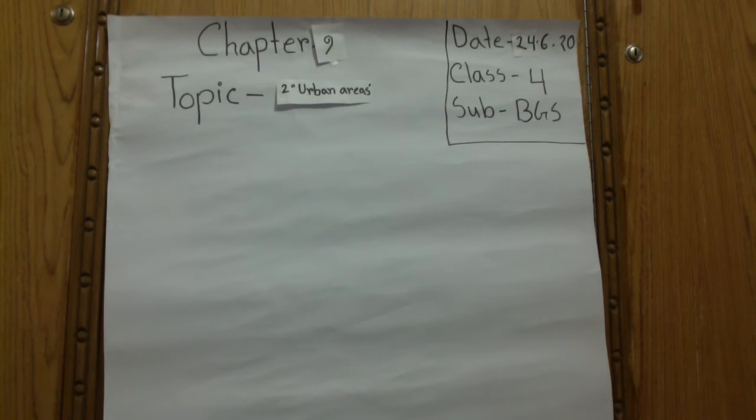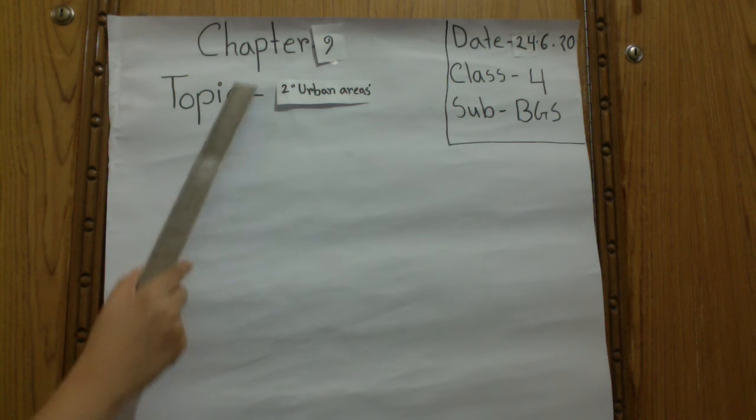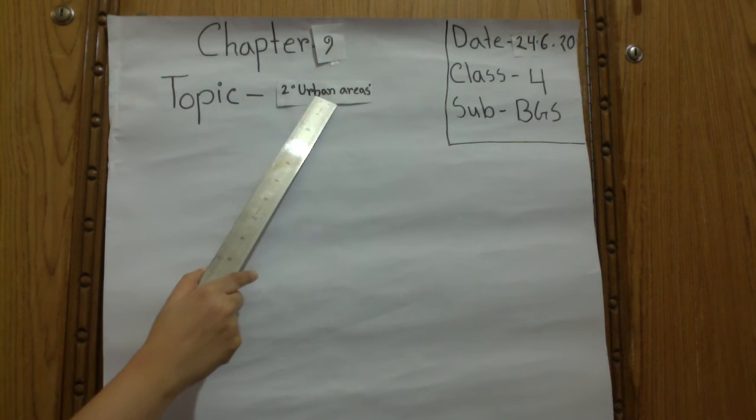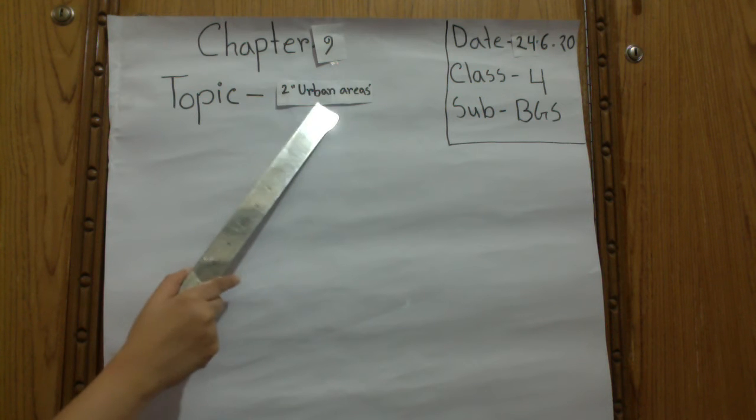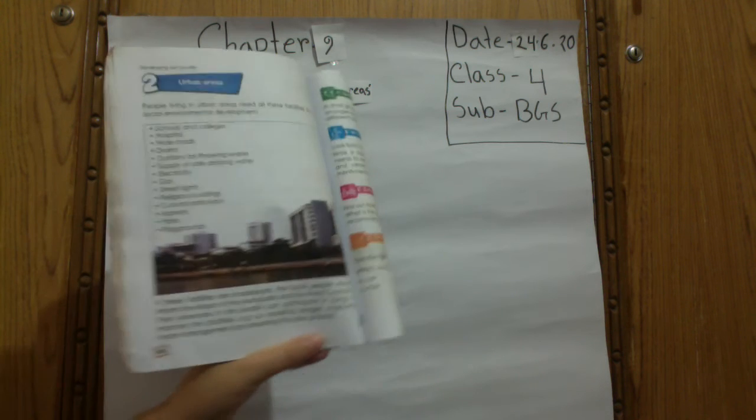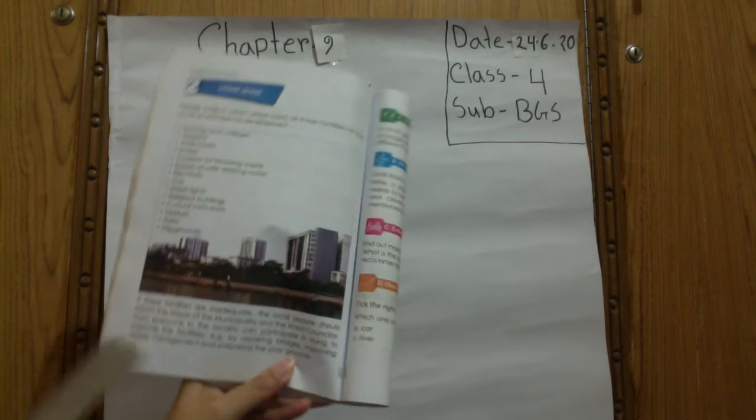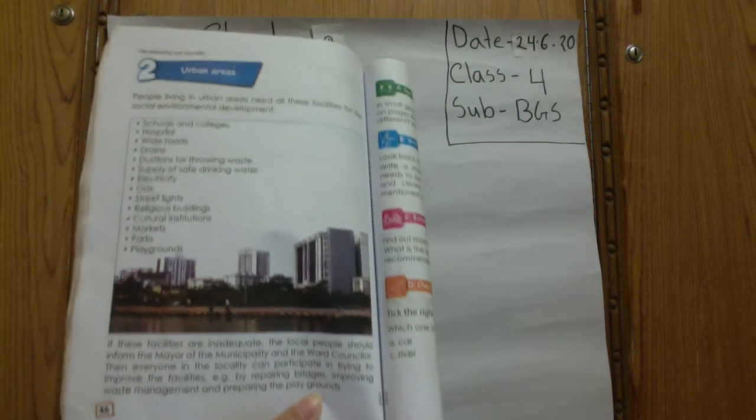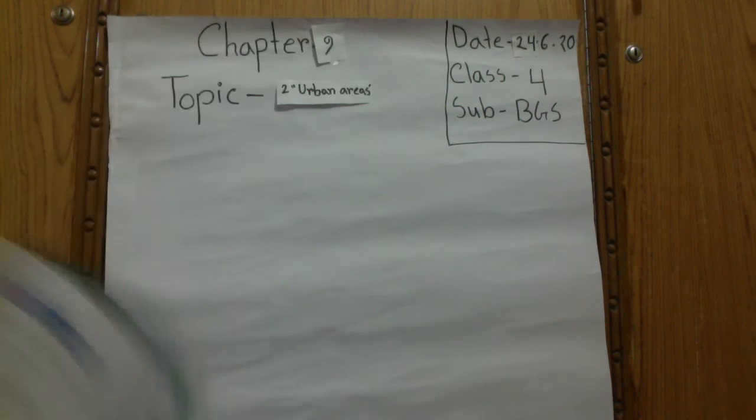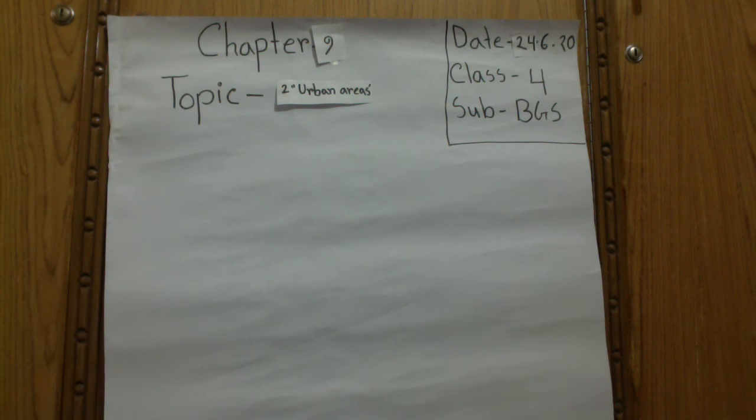Today we'll study the new topic. The chapter is number 9 and the topic is topic 2, urban areas. What is our topic name? Urban areas. So students, first open your book and open page number 46. First read the book properly. After finishing your reading, I will explain the whole topic.